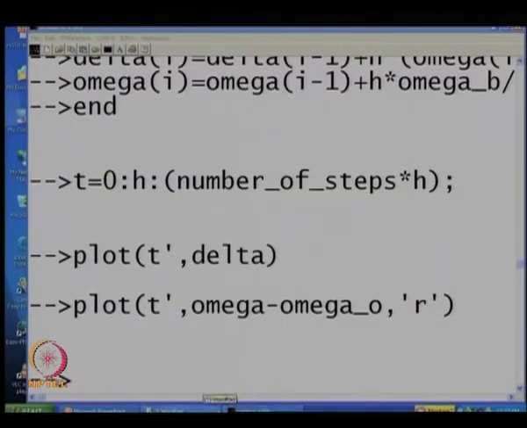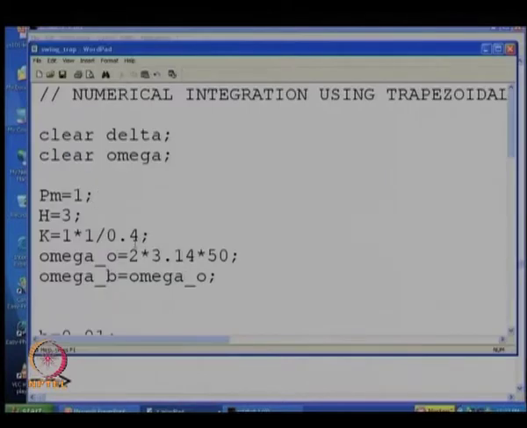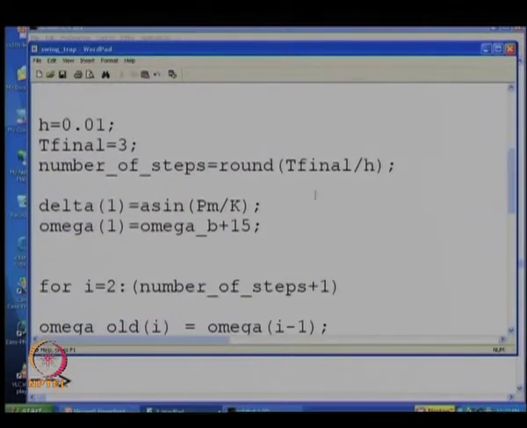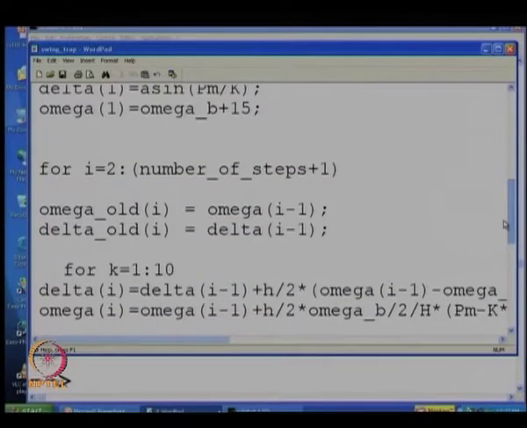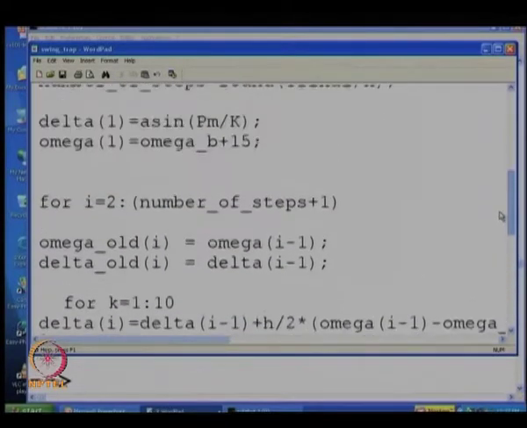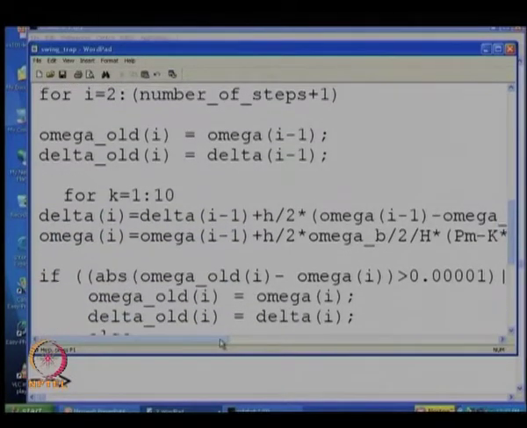So, let us just rerun the system using trapezoidal rule. I am using exactly the same system with a time step of 0.01, and one problem comes here. Now, if I am going to try to integrate this method using trapezoidal rule, what is going to be the problem?